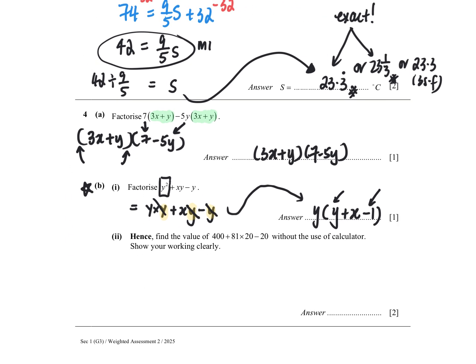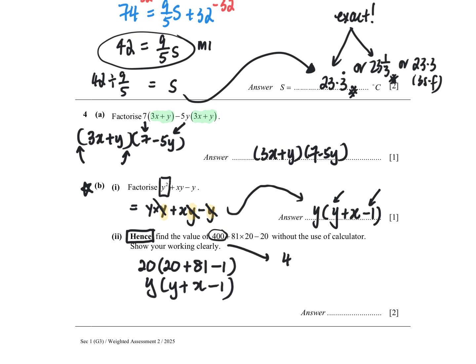So hence, you need to use the answer that you have found here to help you get the answer. So if you look carefully, 400 is 20 times 20. Okay, if you can see this. Okay, maybe I rewrite this 400 plus 81 times 20 minus 20. This is 20 times 20.